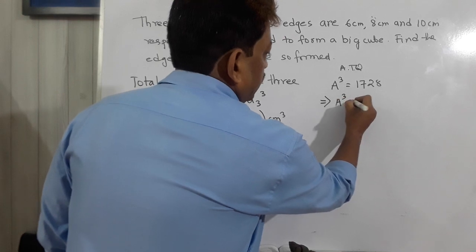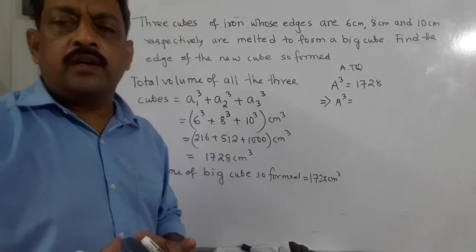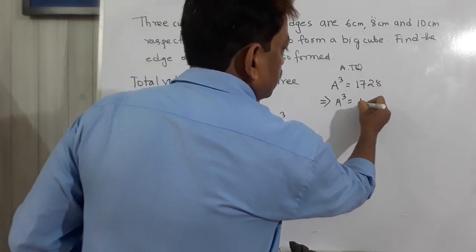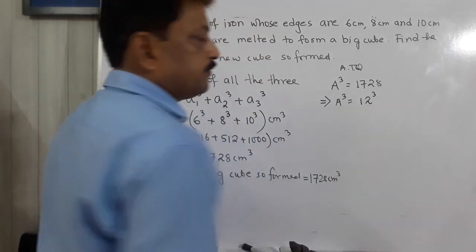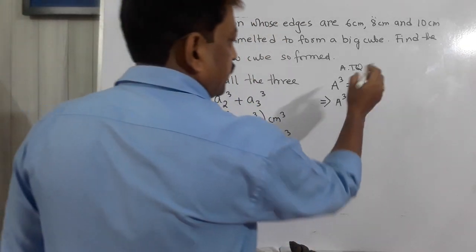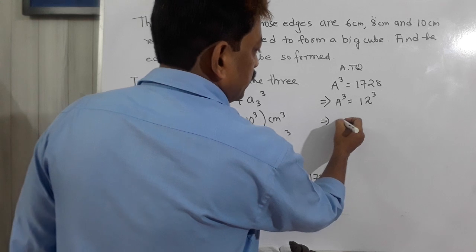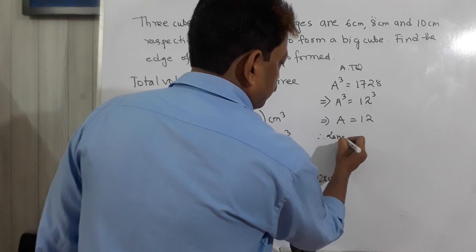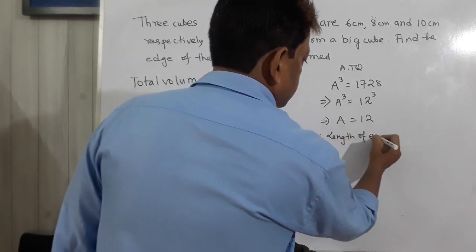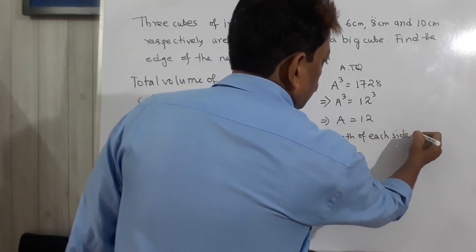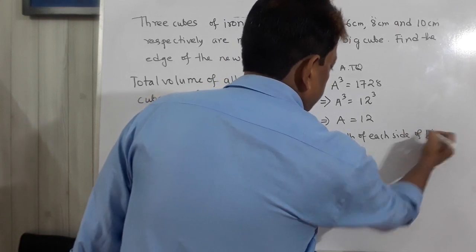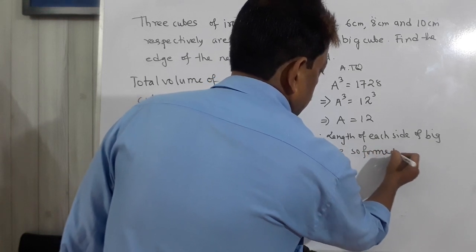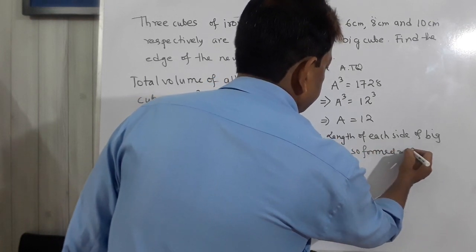Now, 1728 can also be written in the form of a cube. If you calculate, you will find that 1728 is the cube of 12. 12 cube is 1728. So from these two relations, we can say that A is equal to 12. That is, the length of each side of the big cube so formed is equal to 12 centimeter.